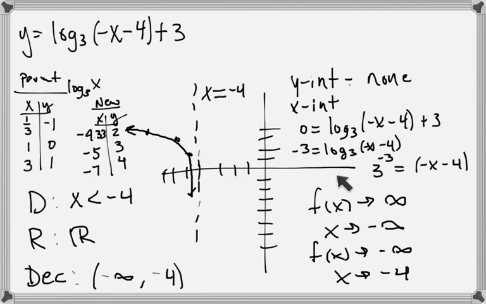Do you understand? It's always the base. You're going to take the base, raise it to the power on the other side, and it's going to be equal to whatever's inside this log, which is what we have. Does that make sense?